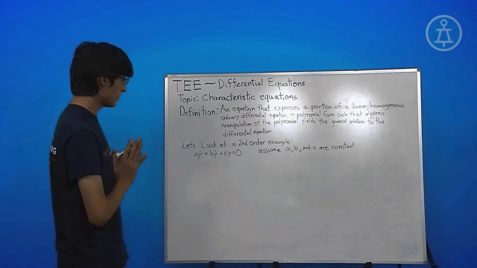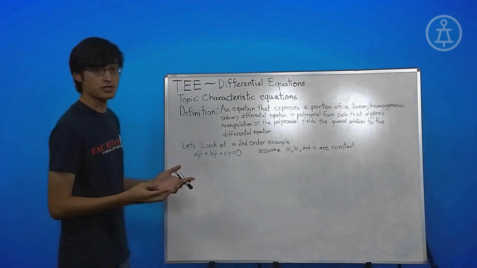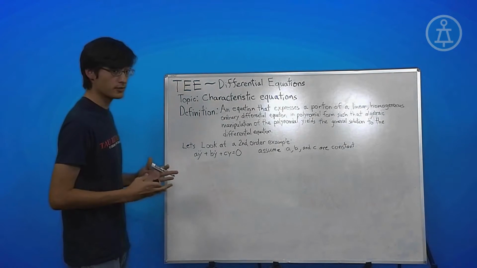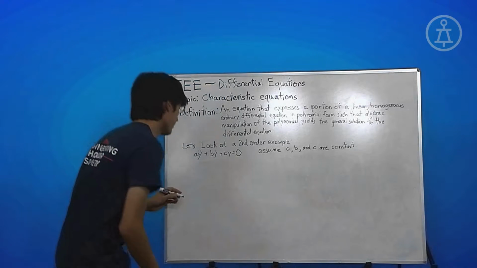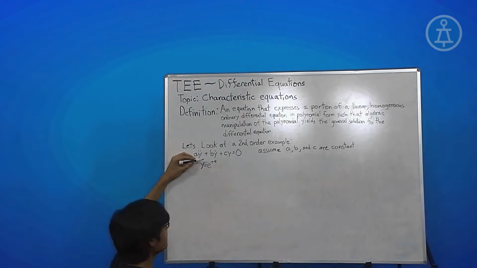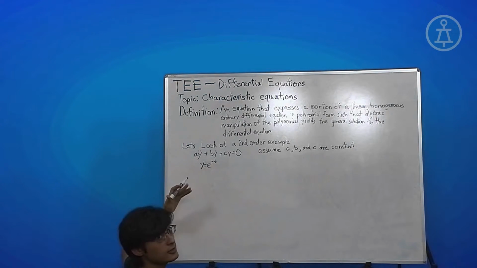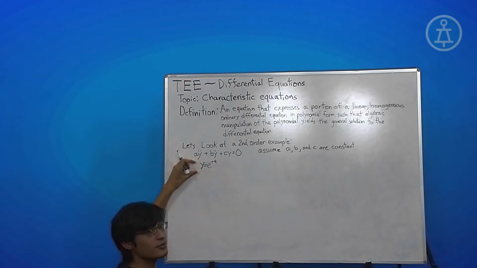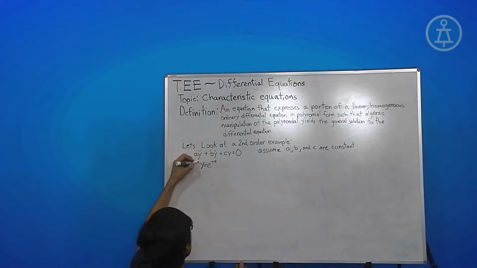So first, we have to make an assumption about what the solution could be. For the sake of argument, let's assume that the solution could be of the form y is equal to e to the rt, where r is the roots to the characteristic equation that we'll find later on, and t is just our independent variable. We'll call it time. So now that we have an assumption about the solution to the differential equation, let's work with it. Let's take the derivative of it and the second derivative of it.